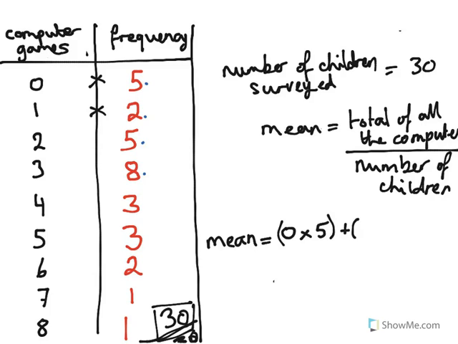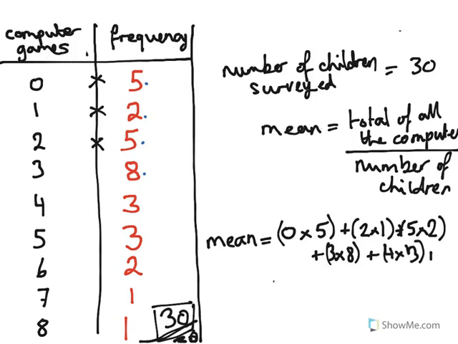So we add to that 2 children had 1 computer game: 2 times 1. We then add that there were 5 children who had 2 computer games. So we multiply the children by the number of computer games, and then just add in between. Then we have 3 times 8, plus 4 times 3, plus 5 times 3. So you've still got a lot of numbers, but you don't have to add them all up. You can do some quick multiplication first.